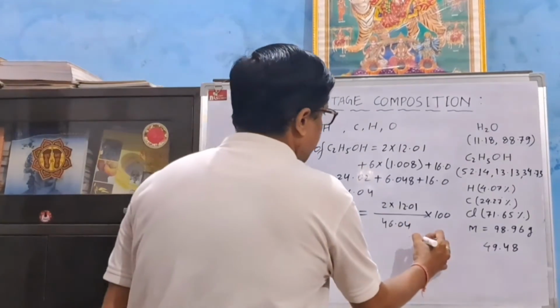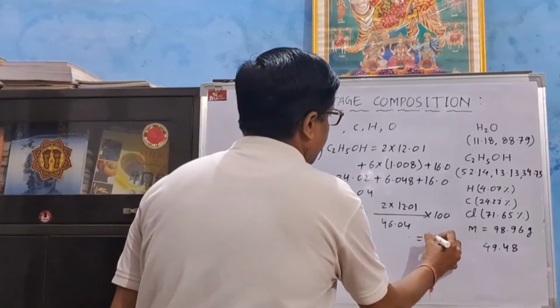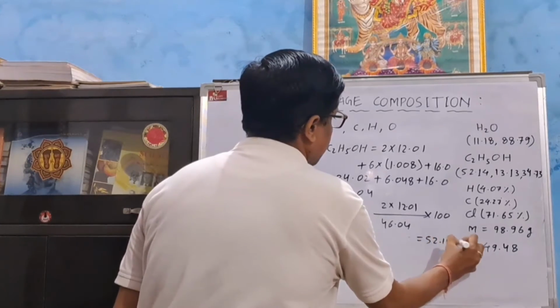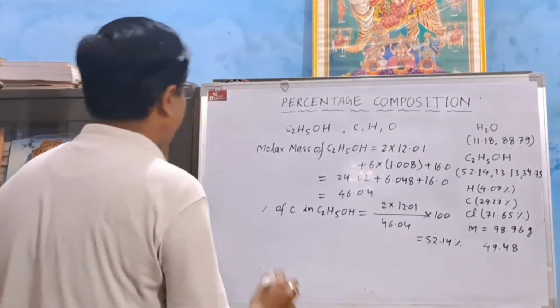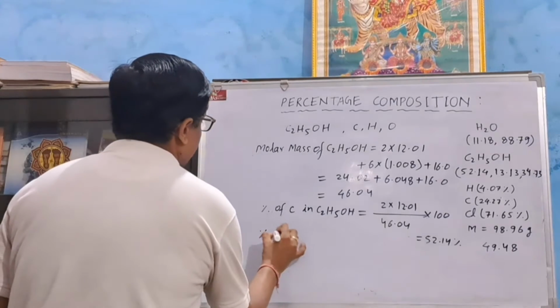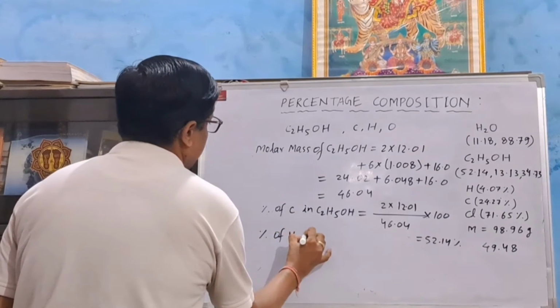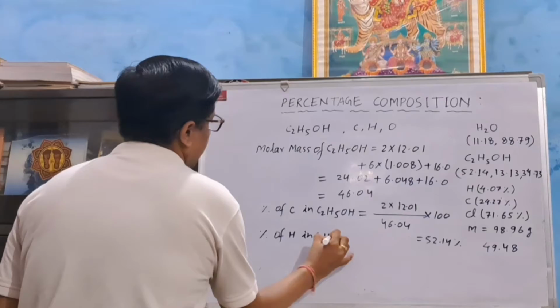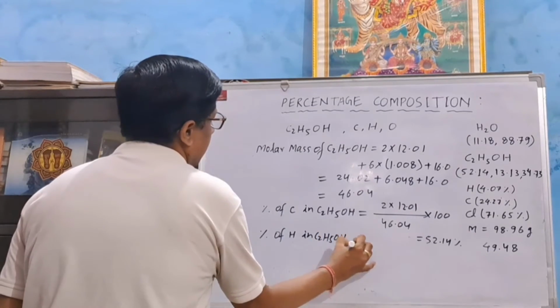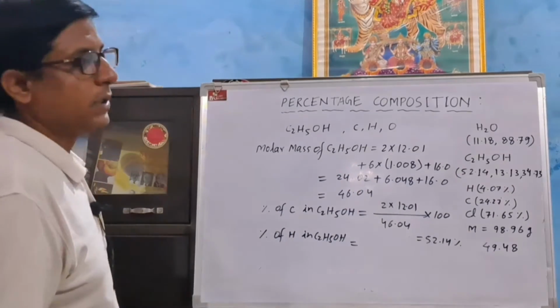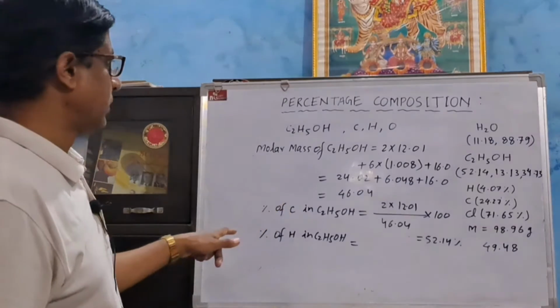This comes out to be 52.14%. Similarly, the percentage of hydrogen in ethanol is equal to the total mass of hydrogen.